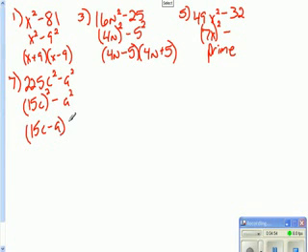15c minus a times 15c plus a. It's just a formula. I'm plugging in my numbers.